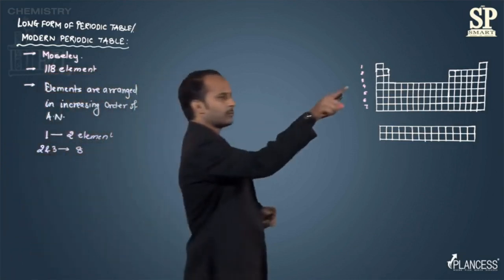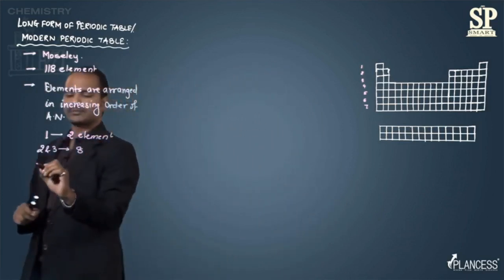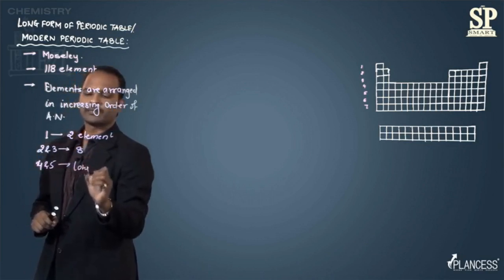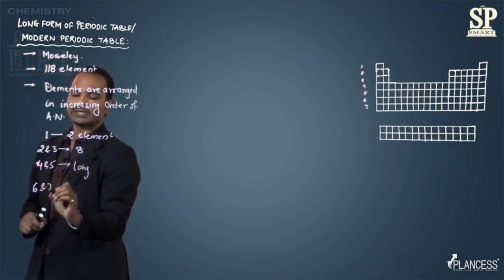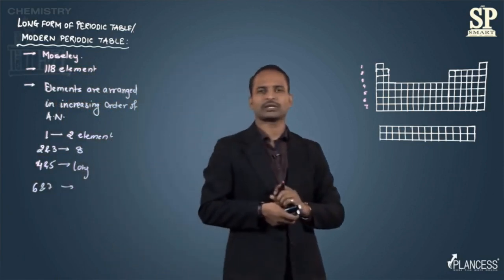The fourth and fifth periods each contain 18 elements, and that's why they are called long periods. And the sixth and seventh periods contain 32 elements each.